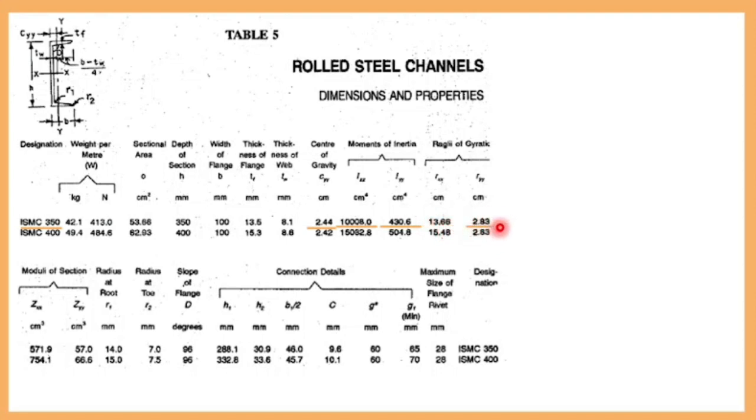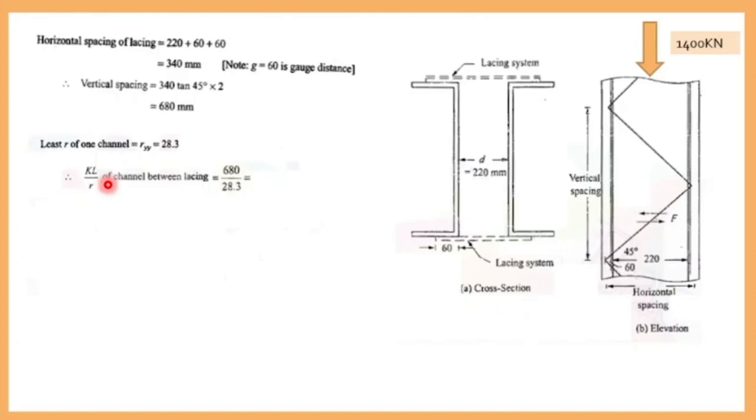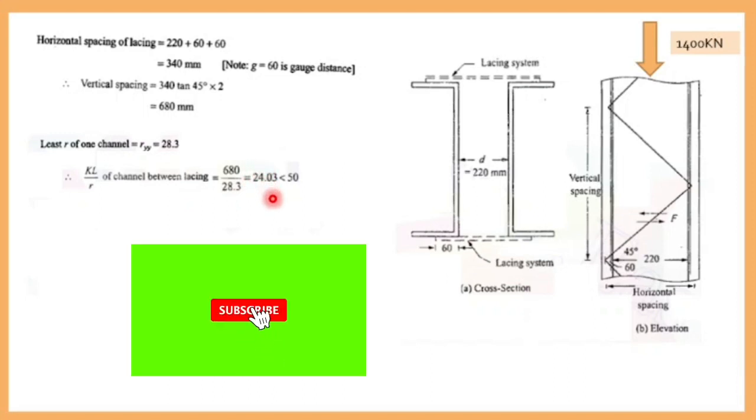28.3, which is your least radius of gyration. You have to check the strength of your lacing. You have to find the slenderness ratio. Vertical spacing is 680 divided by the least radius of gyration 28.3, which is 24.03, which is lesser than 50. Your lacing slenderness ratio should not be greater than 50. Now what you have provided is lesser than 50, which is 24.03. Now that point is okay.